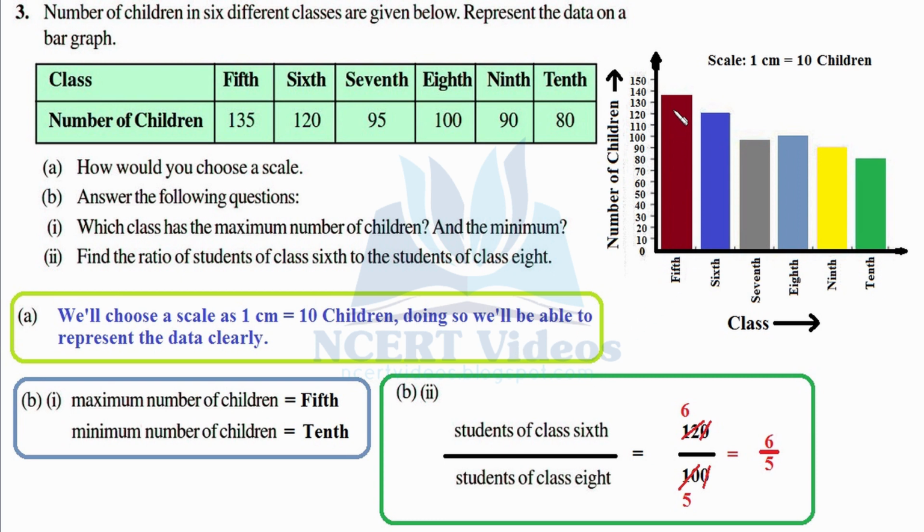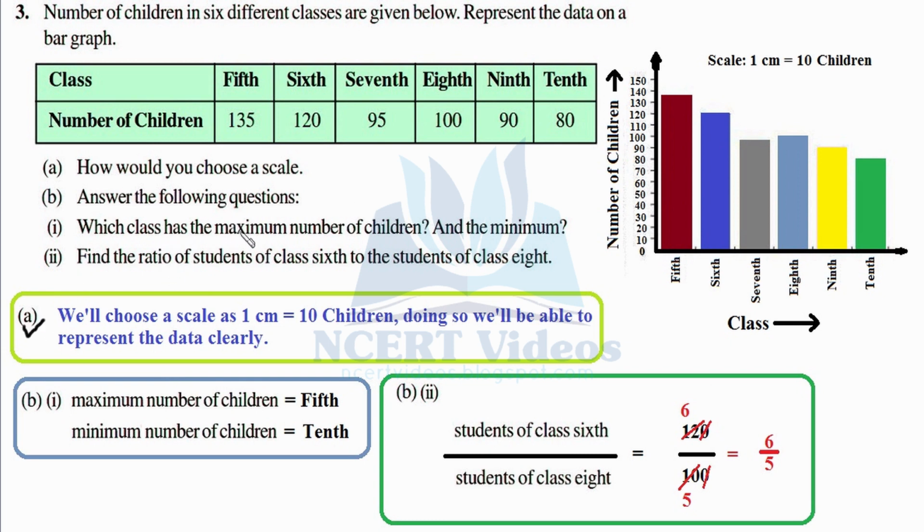Because our data goes from 0 to 150, with a scale of 1 centimeter equals 10 children, we will be able to distinguish every data point correctly or more clearly. So that is the reason. Now answer the following questions.